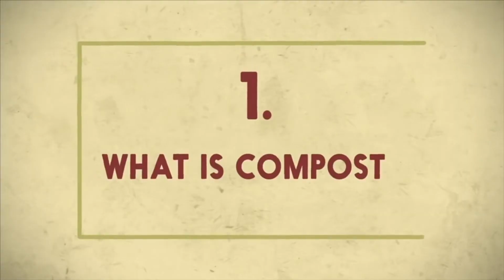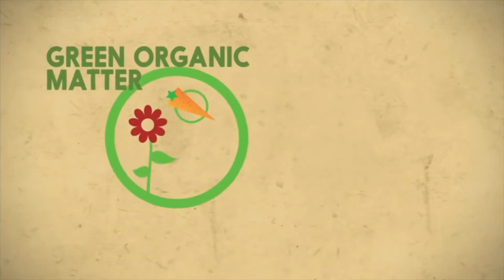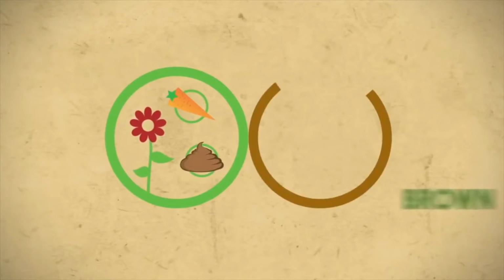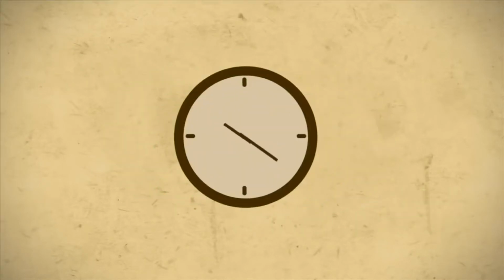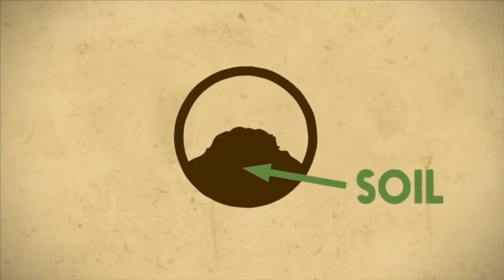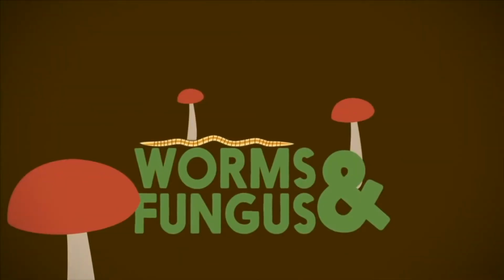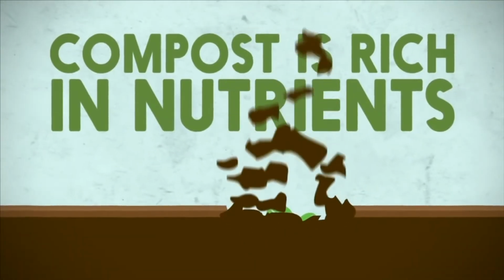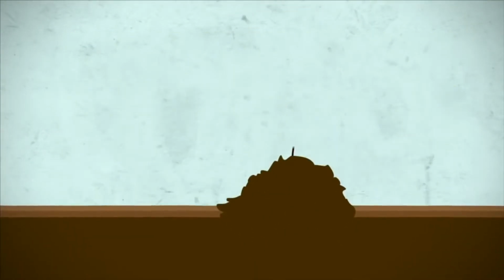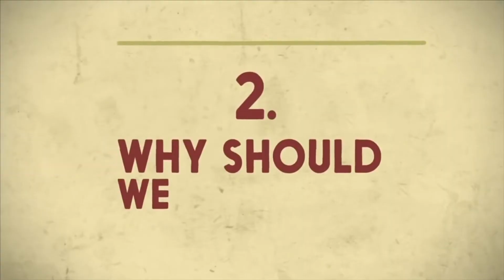What is compost? Compost is a pile of green organic matter, like food, garden waste, or manure, that has been mixed with brown organic matter, such as leaves, straw, or wood chips. Over time, the compost pile decomposes or breaks down into soil. Billions of tiny creatures help with this breakdown, including worms and fungus, and bacteria. Compost is very rich in nutrients and can be used in gardens and fields to grow crops and to heal soil. And why should we compost?